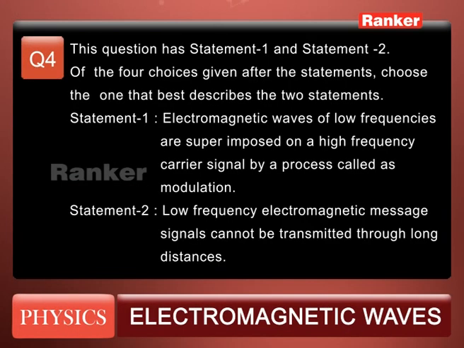Question number 4. The question is given as, this question has statement 1 and statement 2 of the 4 choices given after the statement, choose the one that best describes the 2 statements. Statement 1 is, electromagnetic waves of low frequency are superimposed on a high frequency carrier signal by a process called modulation. And statement 2 is given as, low frequency electromagnetic message signal cannot be transmitted through long distance.